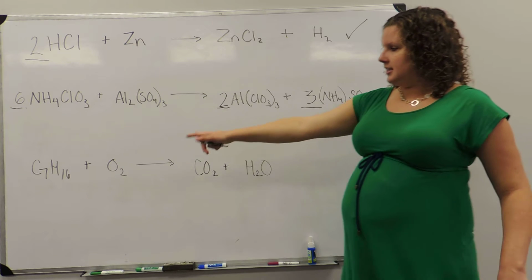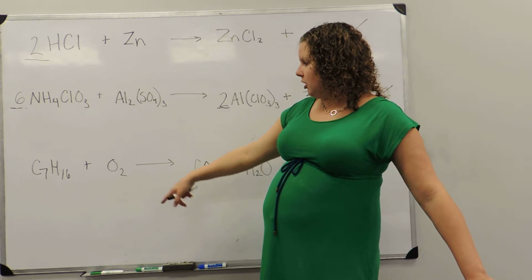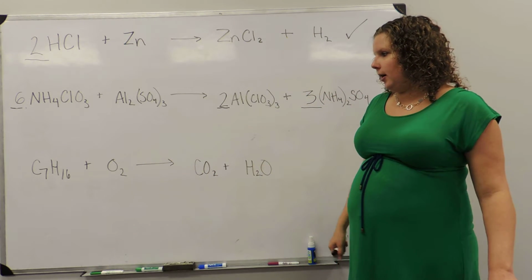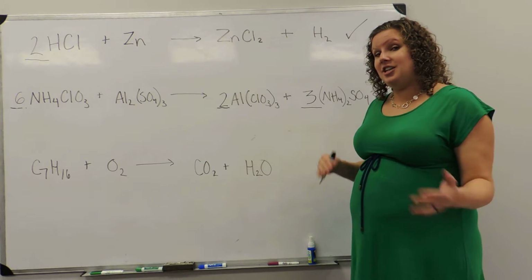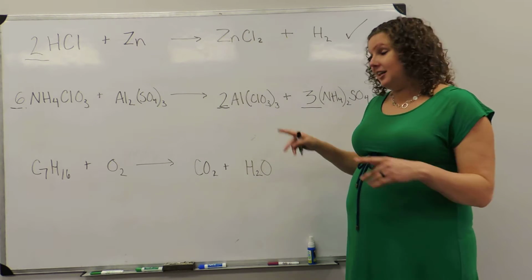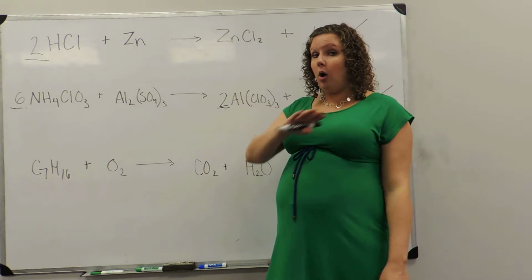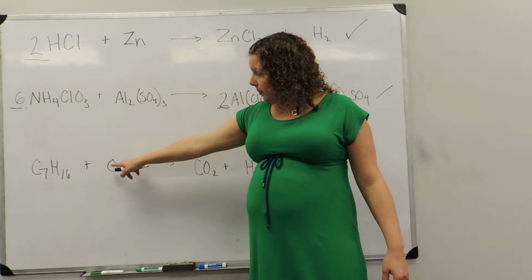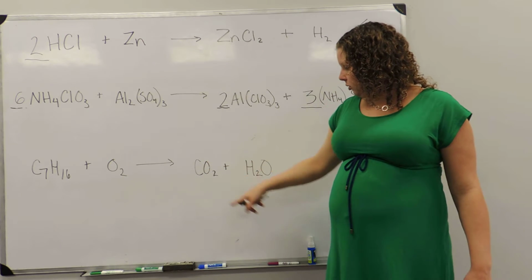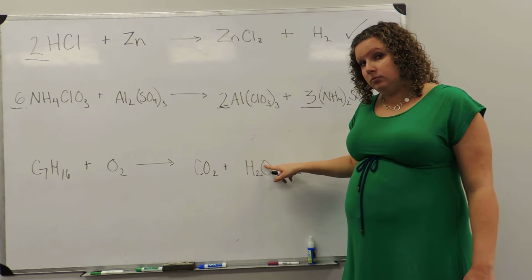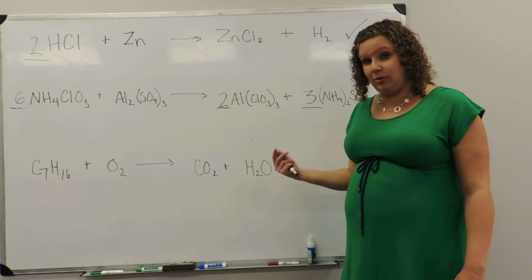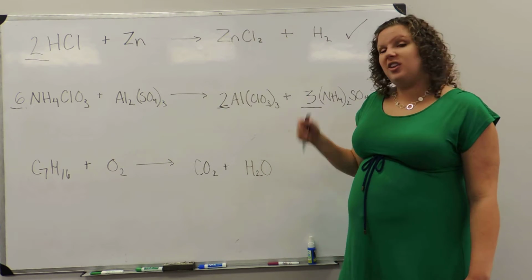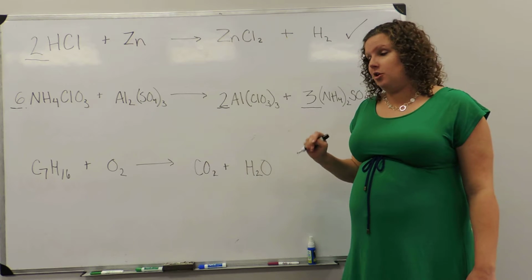Okay, last one, C7H16 plus O2 makes CO2 plus H2O. So again, pick one to start with. I suggest doing H and O last. Specifically in this one, I suggest doing O very last because notice O appears 1, 2, 3 times. Okay, so anything that appears over 2 times is going to be your hardest to balance. So in this case, it's going to be oxygen. So let's start with C since we're saving H and O for last.